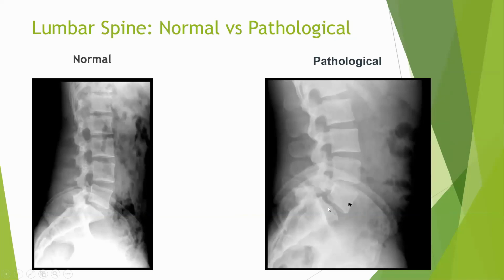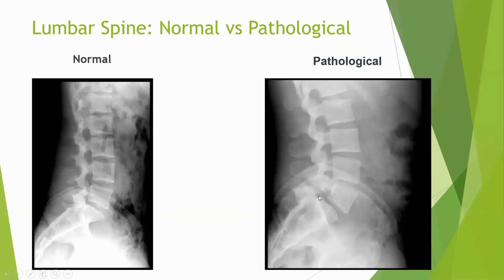Listhesis of L5 over S1. You can see the disc height is actually reduced. The intervertebral disc height between L4, L5 is reduced. The disc height under L5, S1 is reduced too. And the foramina over L4, L5 and L5, S1 is reduced.